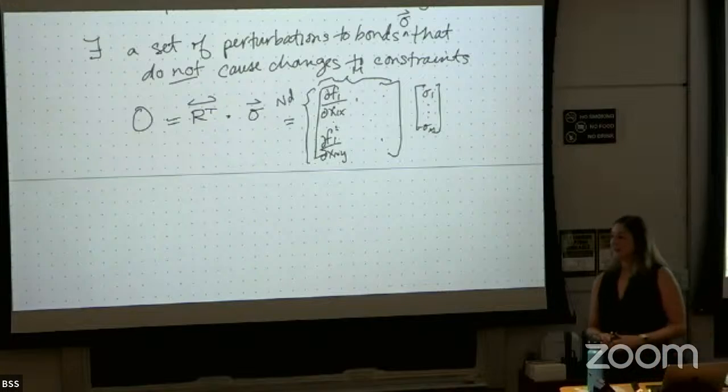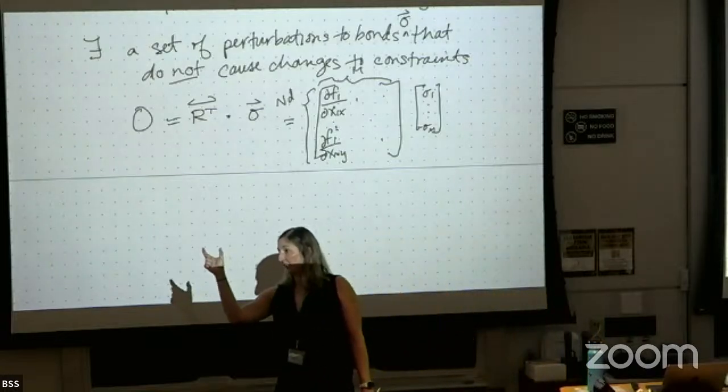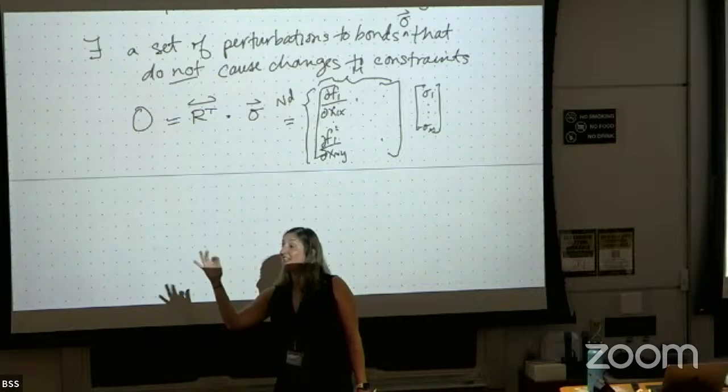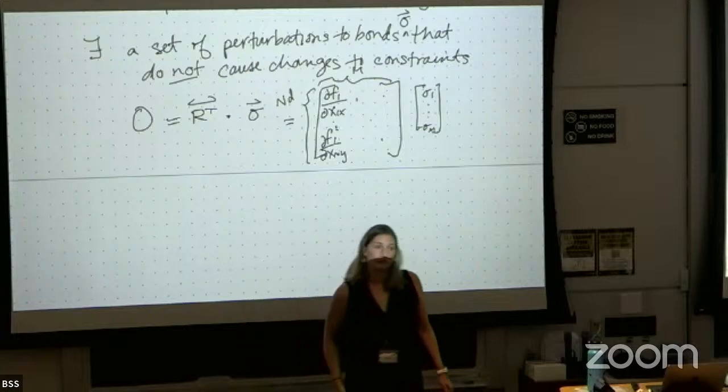Yeah, I'm basically asking, is there a set of forces or tensions that I can put on each bond so that it doesn't result in any changes to any of the vertices? That's the question I'm asking.